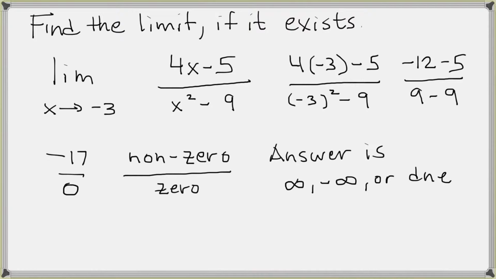Okay, so what we need to do then is to take a look at what's going on with the bottom part. How is it going to 0? Is it going to 0 through positive numbers or negative numbers or both? We know what's going on with the top, right? The top is negative, and it's getting closer to negative 17 the closer x gets to negative 3.